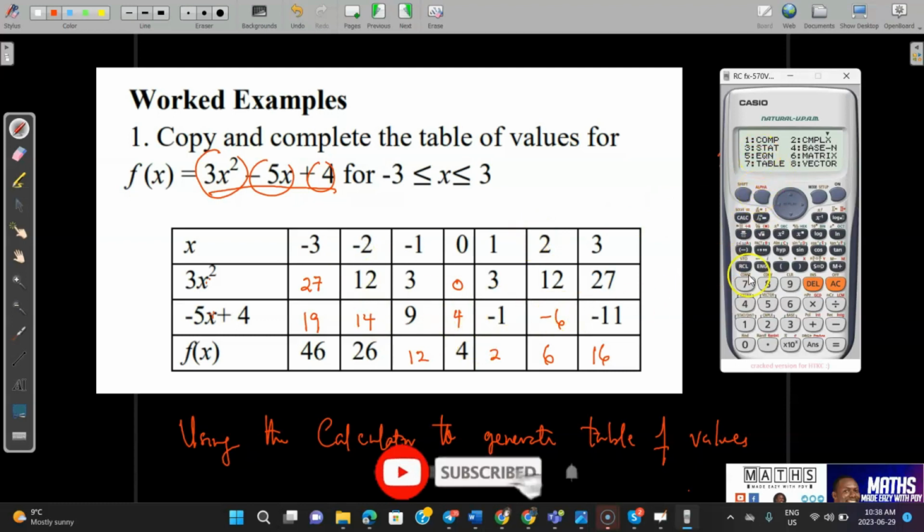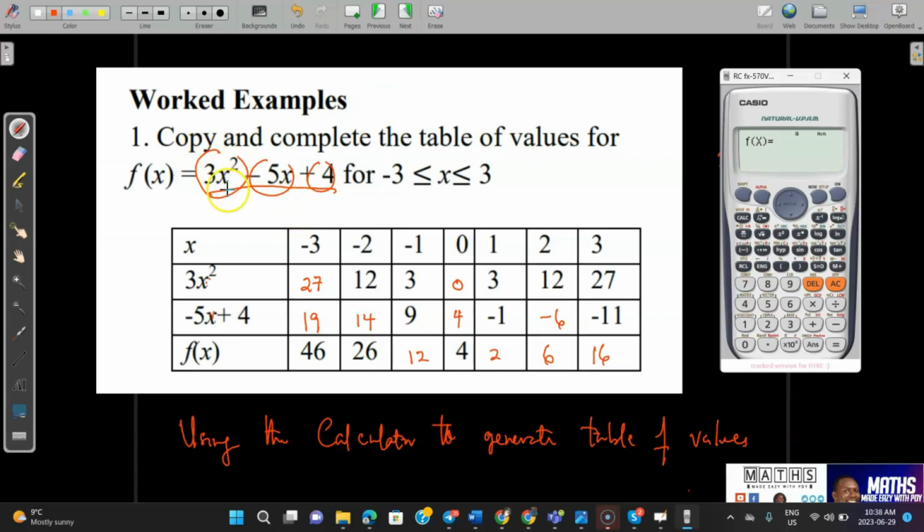So you key in number 7, press number 7. Please, have you all pressed number 7? Yes, please. When you press number 7, it displays f of x. Yes, sir. Any question? I'm moving forward. f of x equal to. So it means you need to program the formula, the rule.